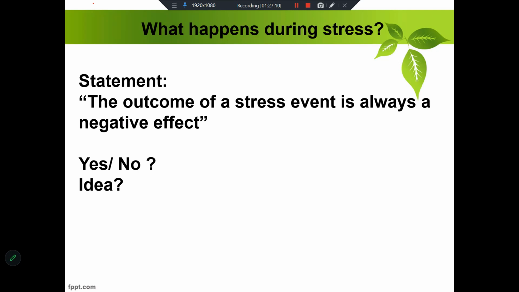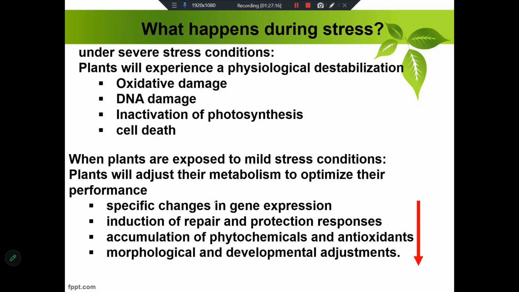Okay, so there are two different types of stressors in the plant. One type is called eustress, the other one is called distress, eustress and distress. Okay, so what is the difference between eustress and distress? So let's think of these two different situations.